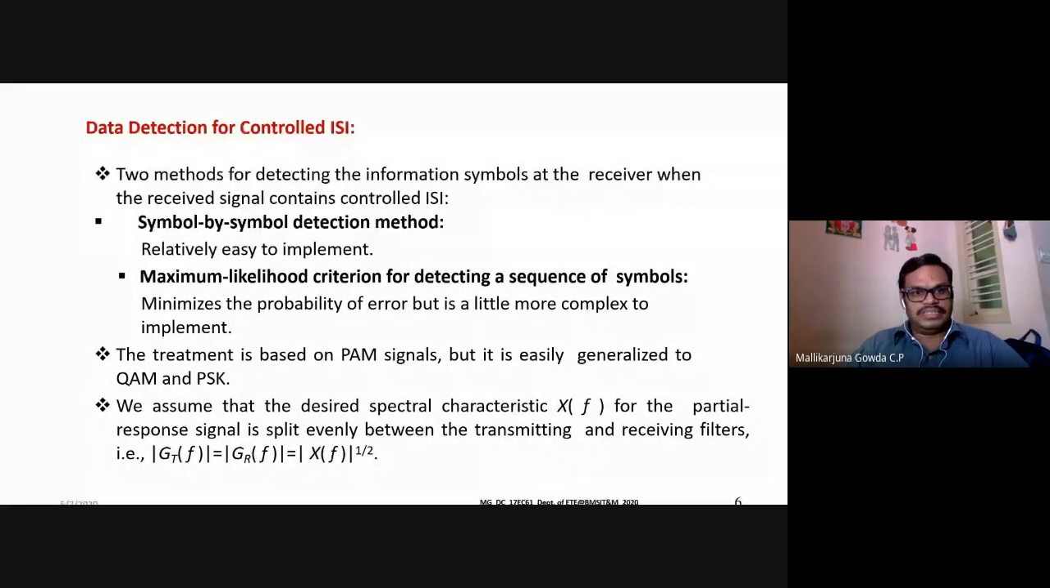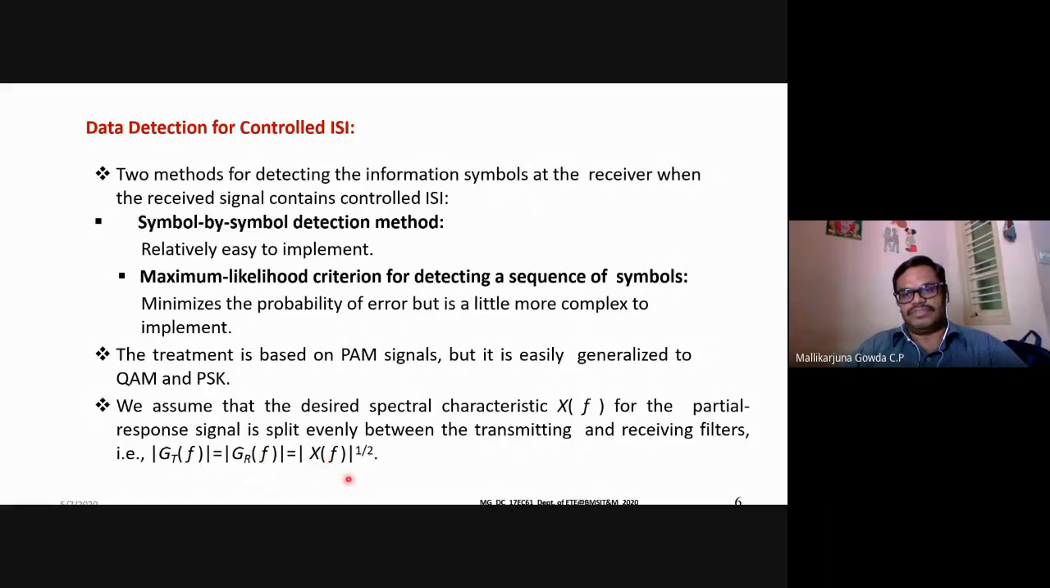Okay, so let me consider the spectral characteristics, that is X of f, for the partial response signal, which is split between the transmitting and receiving filter. GT of f is the impulse response of the transmitting filter, and GR of f is the impulse response of the receiving filter.